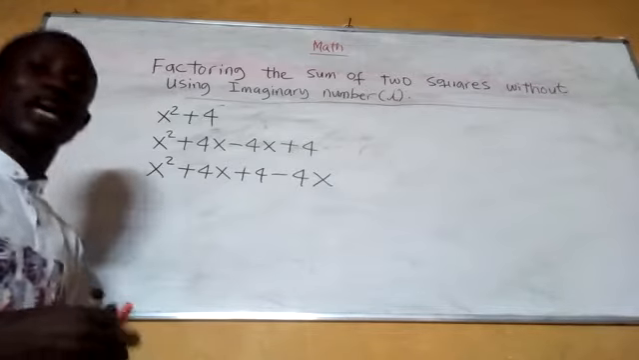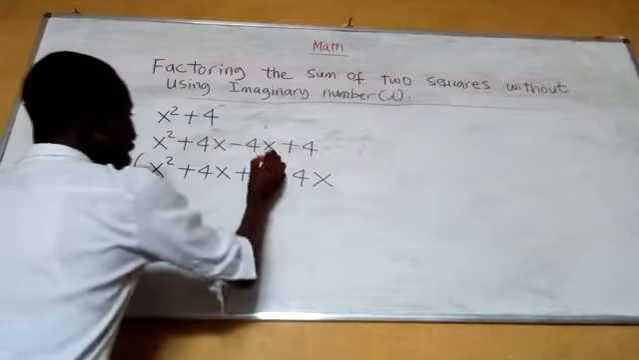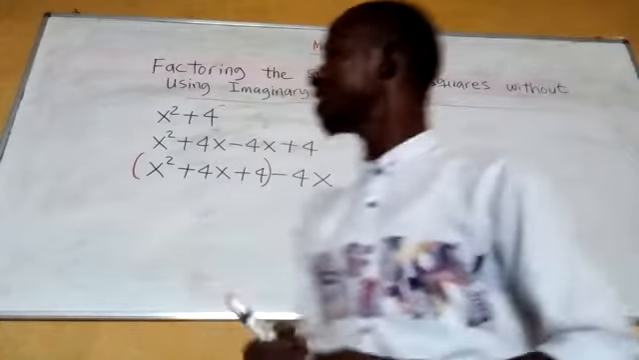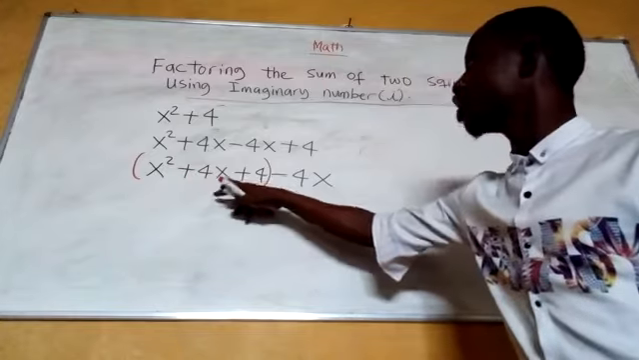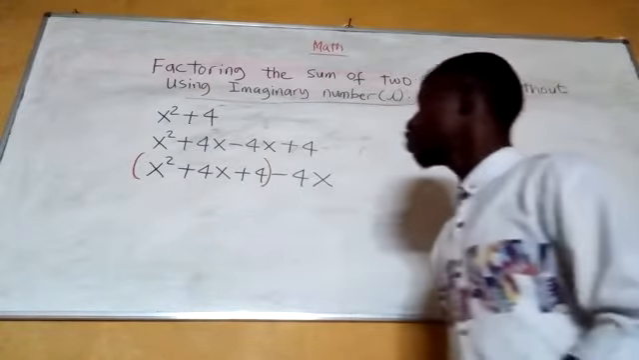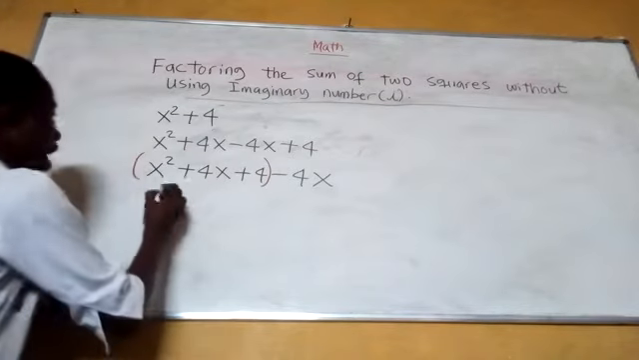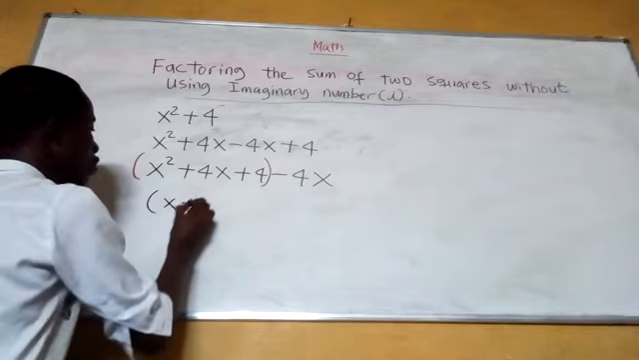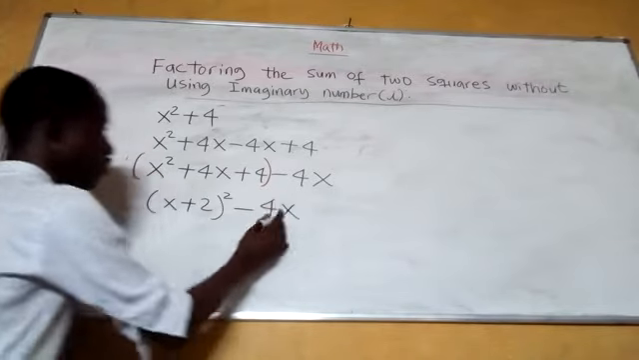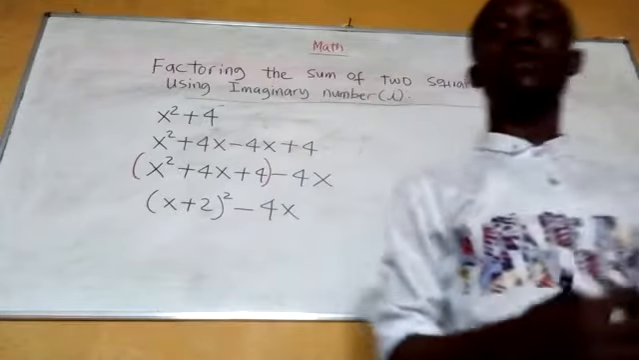Now we can clearly see a set of terms that can easily be factorized. x squared plus 4x plus 4 is a trinomial, and it can easily be factorized. When we factorize x squared plus 4x plus 4, we will have x plus 2 all squared, minus 4x. We have now made life extremely easier for ourselves.